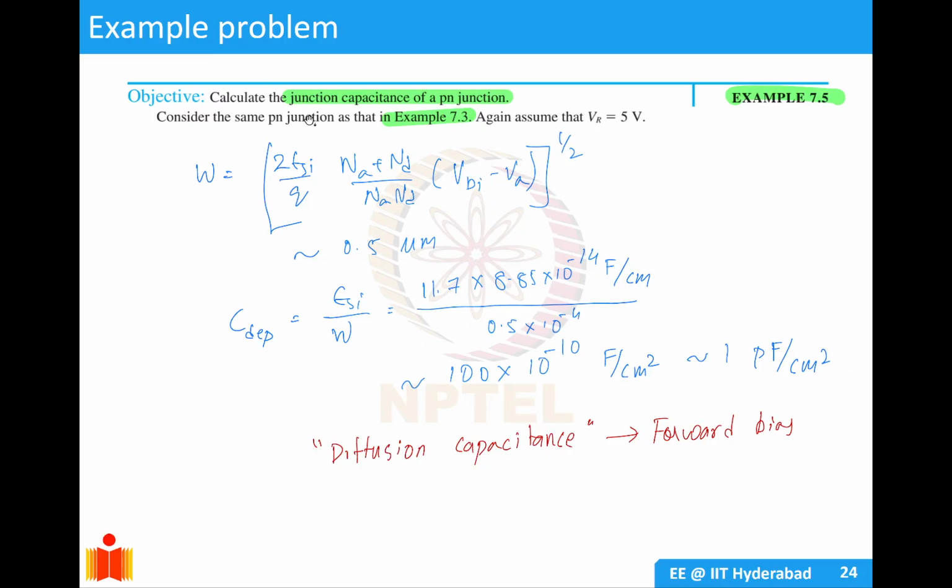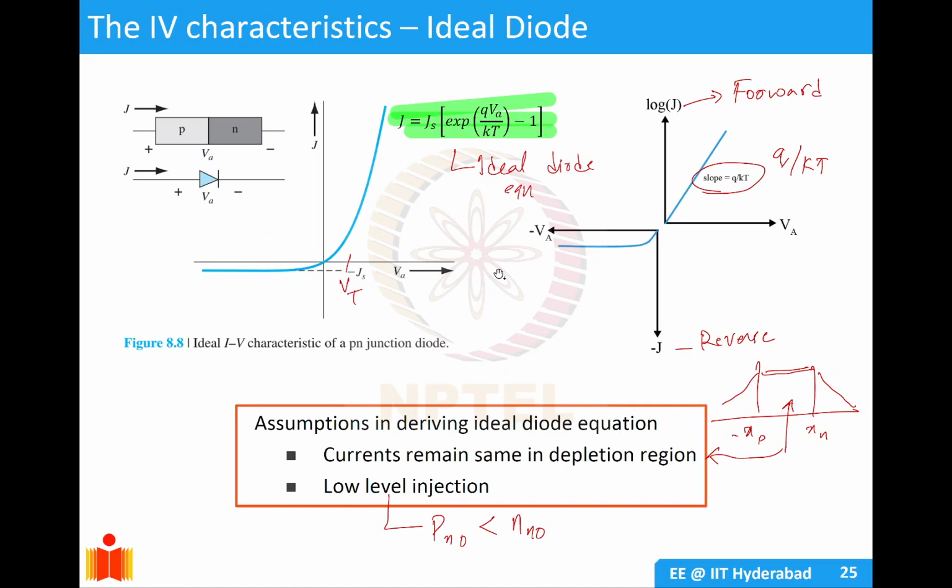So this is the junction capacitance for reverse bias, since there is no conduction in the reverse bias. Similarly, for forward bias, there is something called diffusion capacitance. So this equation that we had studied, J equals Js exponential (qVa/kT) minus 1, is called the ideal diode equation.